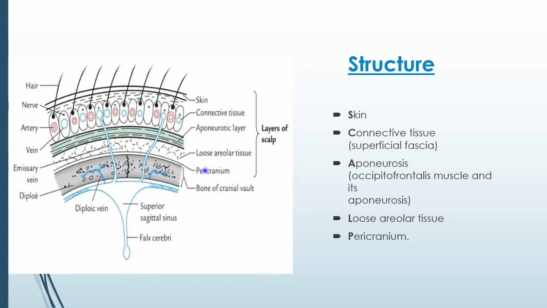The fourth layer is the loose areolar tissue, and it provides the passage for emissary veins which connect the extracranial veins to the intracranial venous sinuses. The last and the fifth layer is the pericranium, which is formed of the periosteum of the bones of the skull. However, it is loosely attached and only tightly attached to the sutures of the skull. The first three layers, the skin, connective tissue, and aponeurotic layer, combined, are also known as the surgical layers of the scalp or scalp proper.